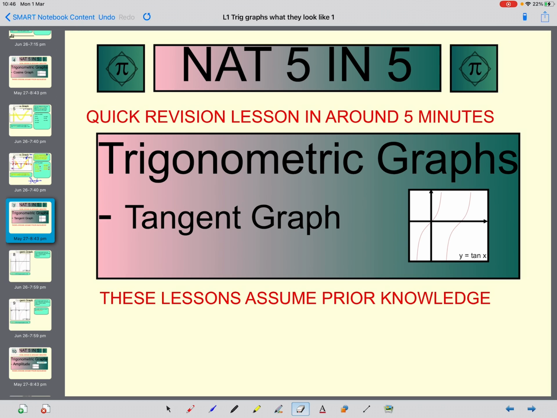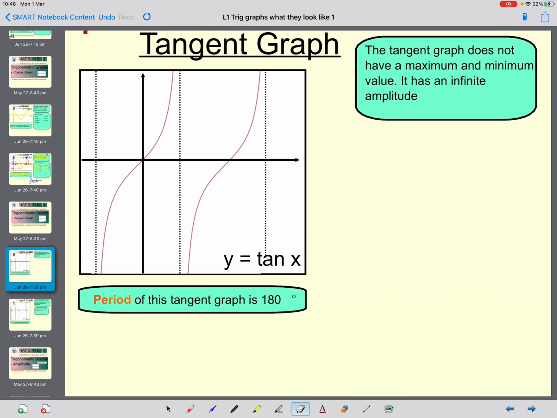We're going to look at trigonometric graphs, and we're looking at the tangent graph, or the tan graph, today. The tangent graph is a little bit different from the sine and the cosine graph. The period is different and the amplitude is different. So let's have a look.